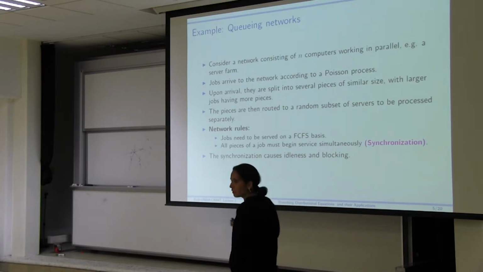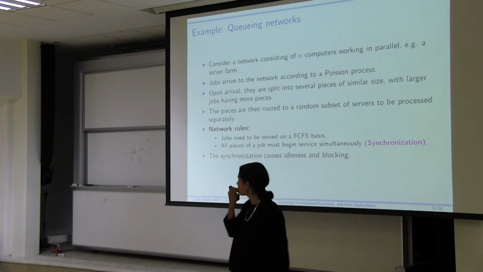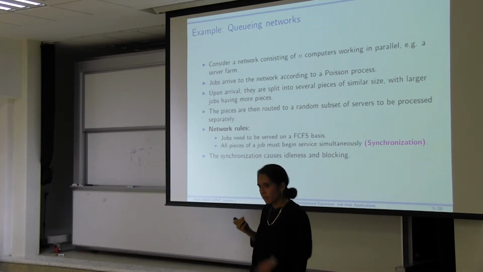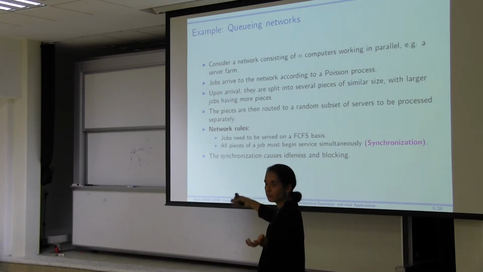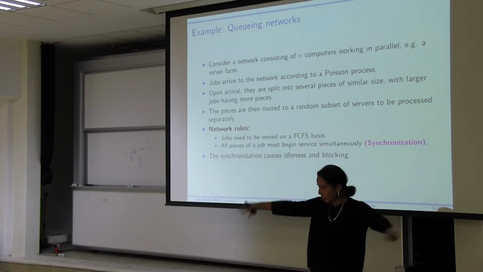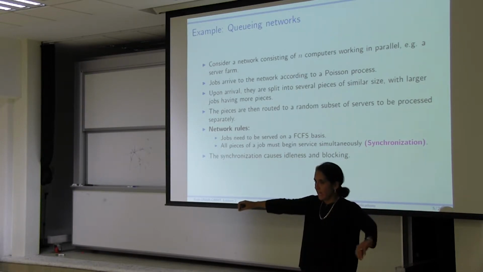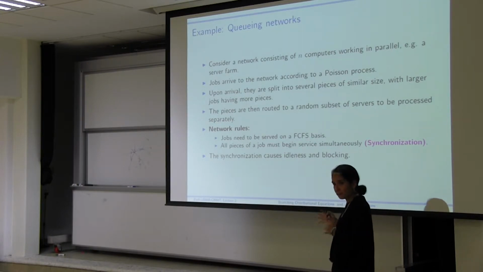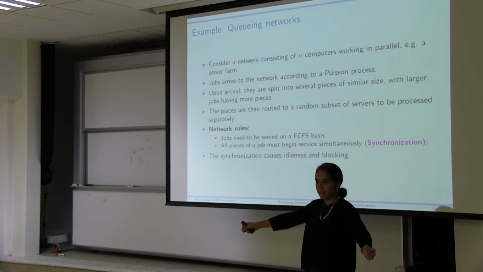Jobs arrive to the network according to a Poisson process to keep everything simple. When they arrive, they are split into many little pieces. Very large jobs will probably have more pieces, small jobs will have fewer pieces. Then those pieces will be shipped out to specific servers in my network. The condition is that they have to be processed at those specific servers, but they have to be processed at the same time.